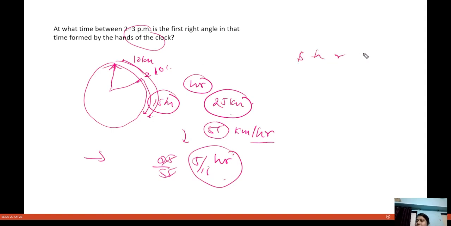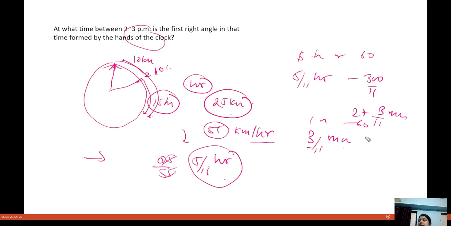1 hour is equal to 60 minutes, so 5 by 11 of an hour is equal to 300 by 11, that is 27 3 by 11 minutes. 1 minute is equal to 60 seconds, so 3 by 11 minute is equal to 180 by 11 seconds, that is 16.3636. So that becomes 2 hours 27 minutes and 16.36 seconds.